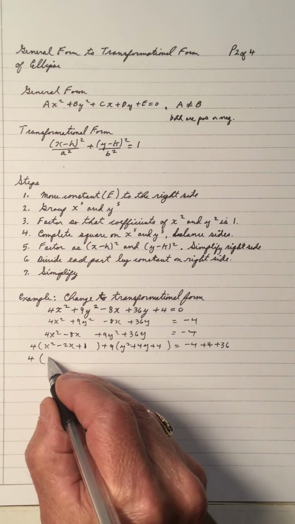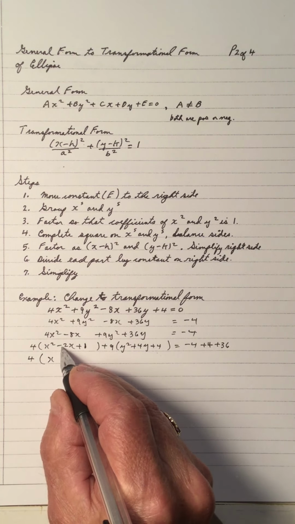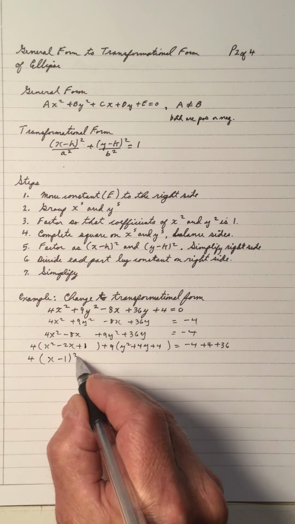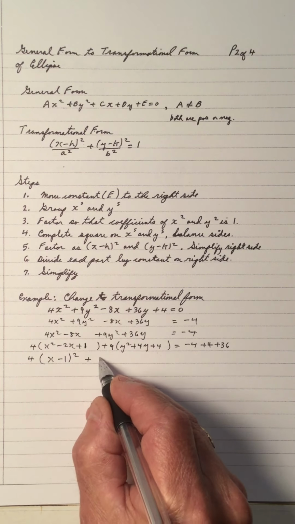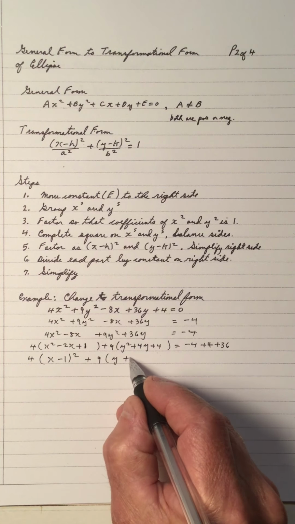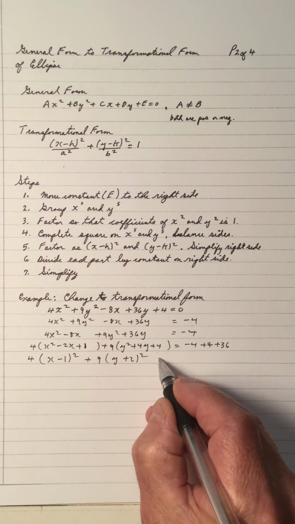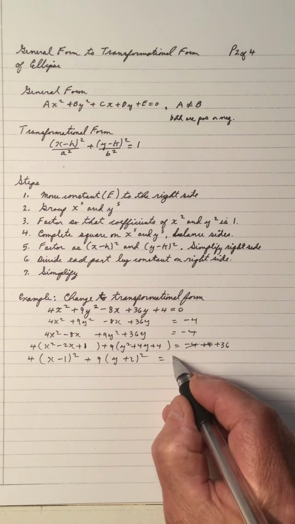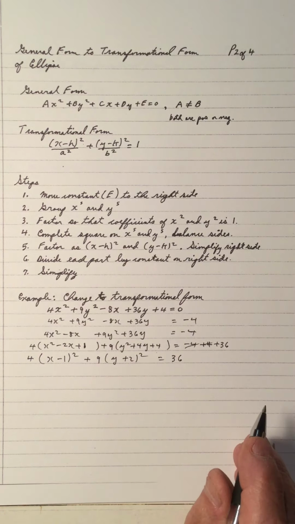We factor this as an x. Half of that is negative 1. There's the binomial squared. 9 times y. Half of plus 4 is plus 2, squared. And the 4's cancel out and we get a 36.